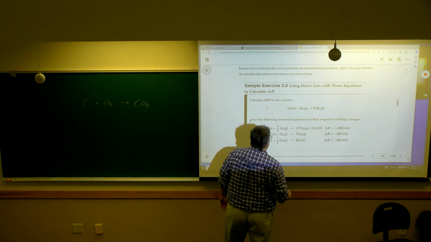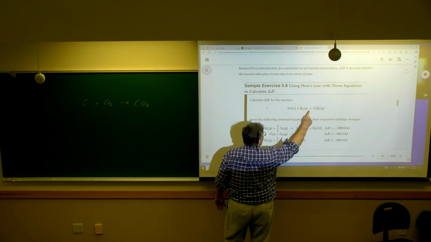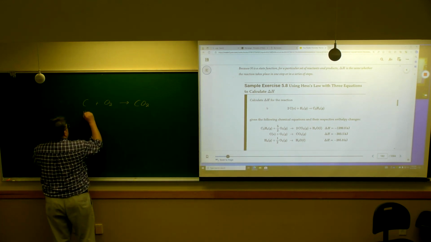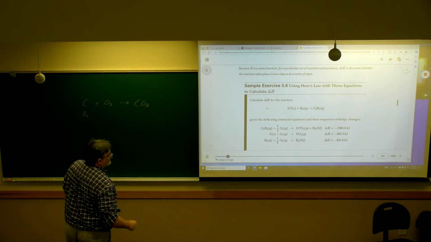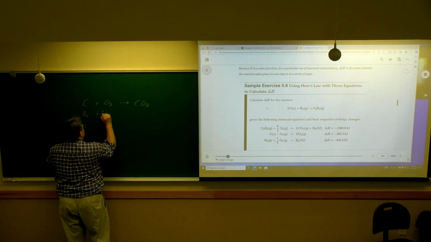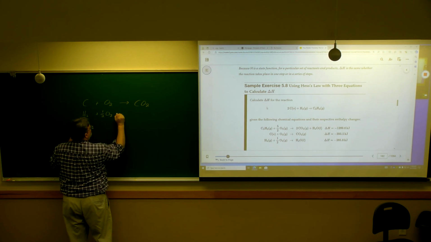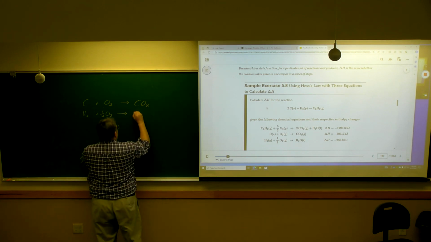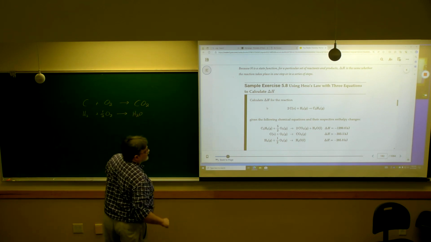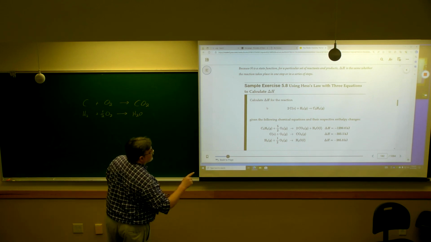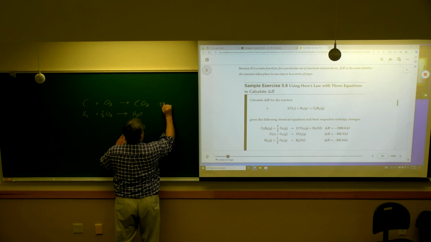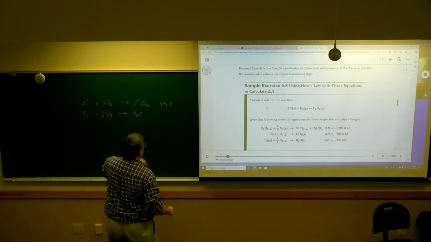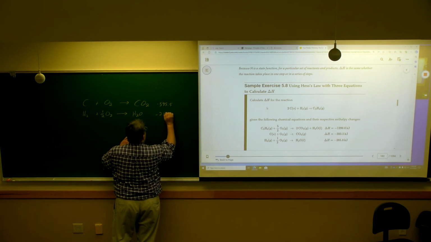I want H2 on the left side. This one already has H2 on the left side, so I'm going to write it down the way it is. It's H2. I need to bring the coefficients along. Half O2 makes H2O. Oh, and I want to bring the numbers along. Negative 395.5 and negative 285.8.